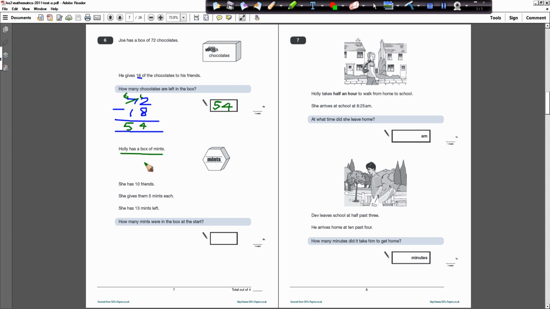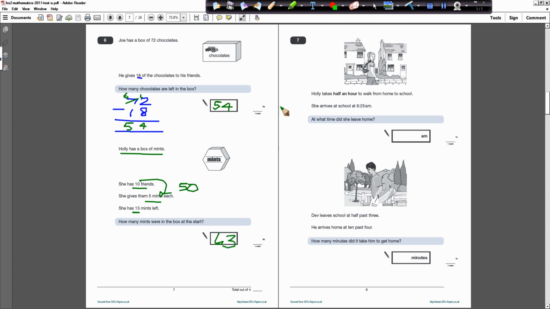Holly has a box of mints. She has 10 friends. She gives them 5 mints each. So what's 10 times by 5, first of all? 50. So 50 are given away, by the way. And then she got 13 left over. That makes 60. 50 add the 13 gives us? 63. There were 63 originally in the box.